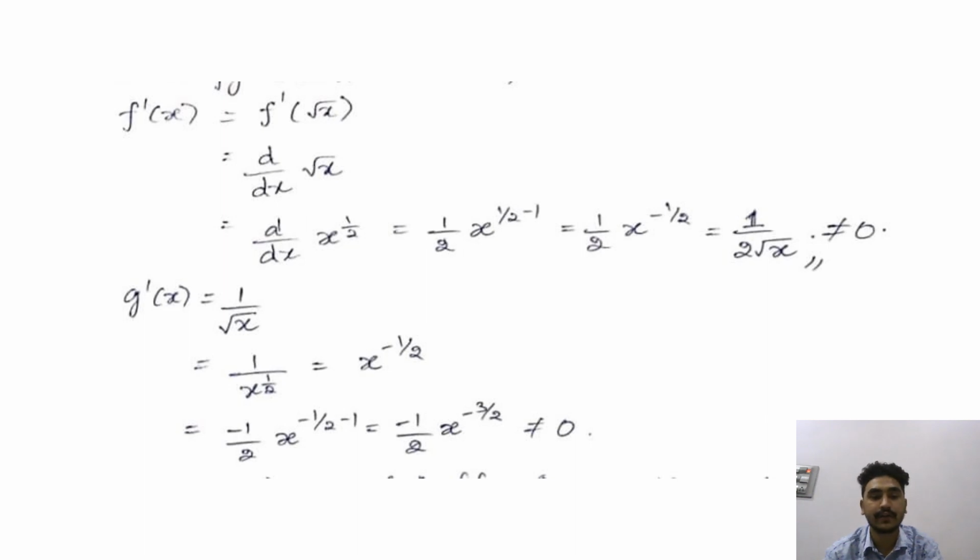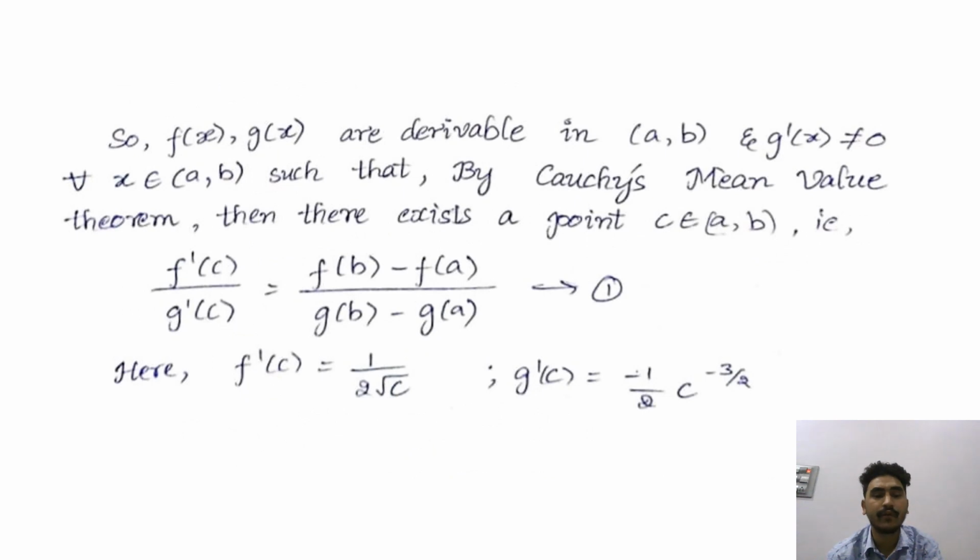g'(x) = d/dx of 1 by root x. 1 by x^(1/2) is equal to x^(-1/2). So g'(x) = -1/2 x^(-1/2 - 1) = -1/2 x^(-3/2), which does not belong to 0. So f(x) and g(x) are derivable in (a, b) and g'(x) is not 0 for x in (a, b), such that by Cauchy's mean value theorem there exists a point c belonging to (a, b).